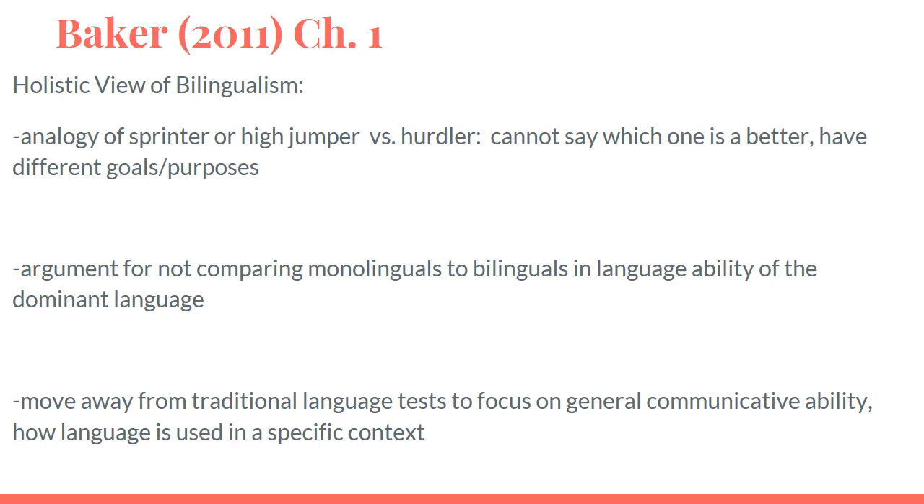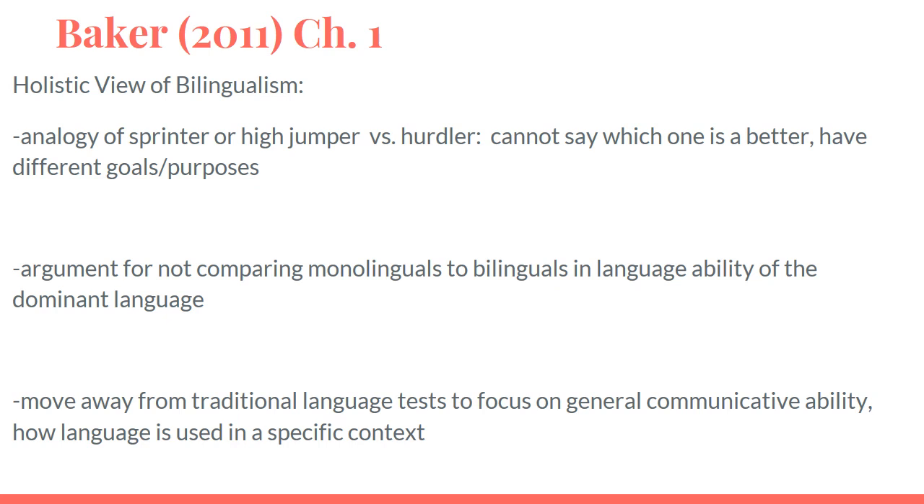Well, the holistic view is the opposite. It's saying that people have two languages, and those languages interact and support each other. Moreover, it argues that you shouldn't compare monolinguals directly to bilinguals, especially in the very early grades, like elementary, because it's like you're judging someone on different skill sets.